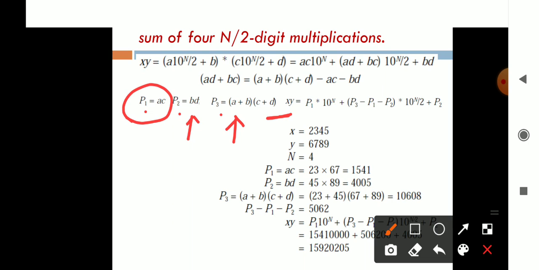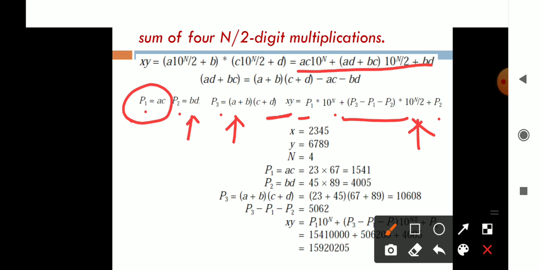The multiplication of xy is nothing but P1 multiplied by 10 raised to the power n, plus P3 minus P1 minus P2, multiplied by 10 raised to the power n by 2, plus P2, because P2 is nothing but BD.